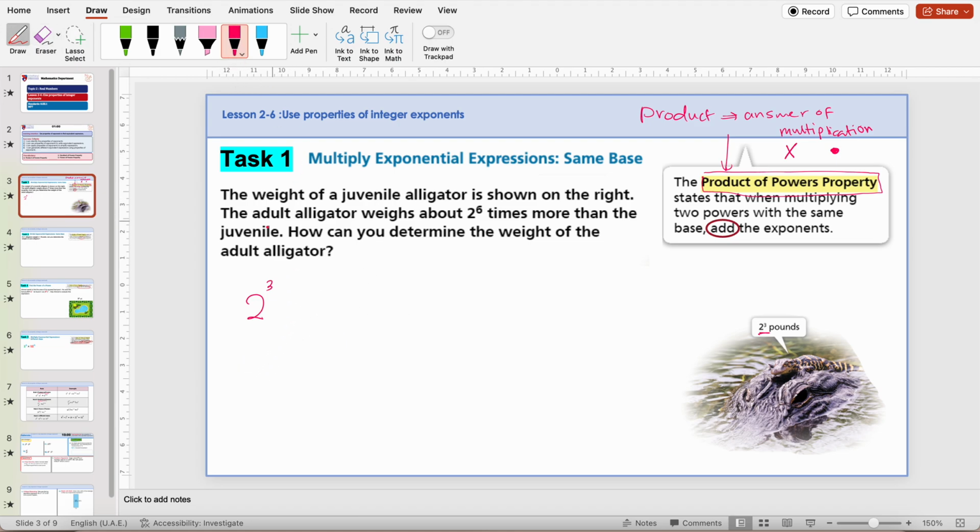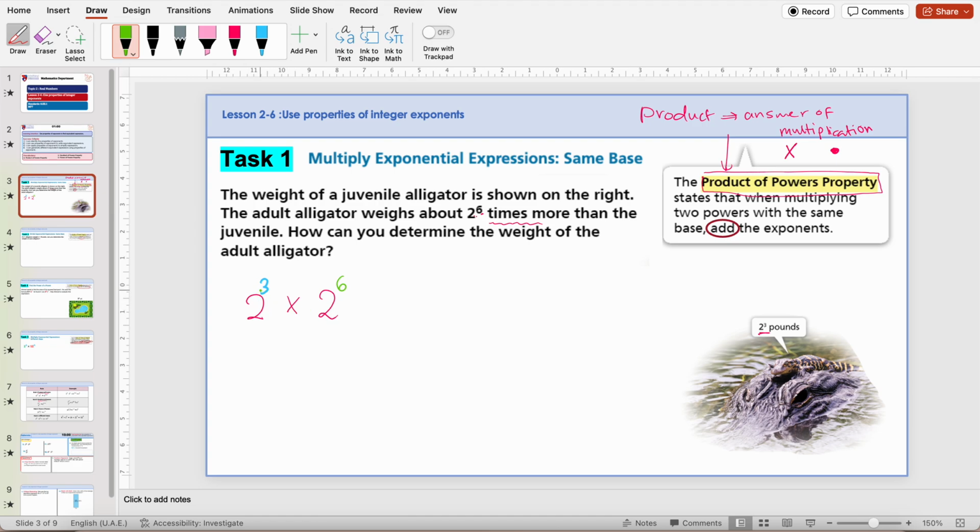Okay, so they're saying that the adult alligator weighs 2 to the power of 6 times more than this one. So I have to multiply the weight of this one by how much more times, which is 2 to the power of 6. Now I have here a multiplication problem. I can either write it like this with a dot product or as a multiplication sign. Okay, it doesn't matter.